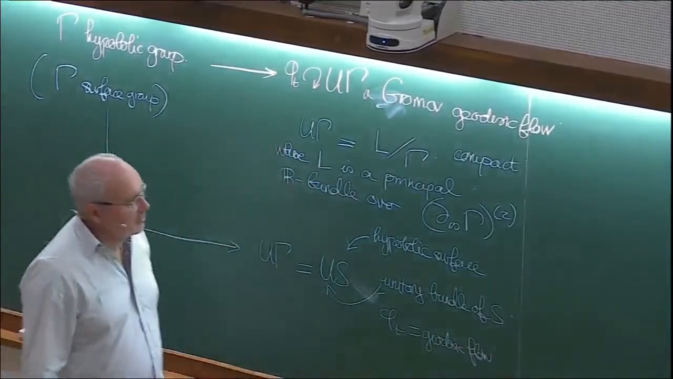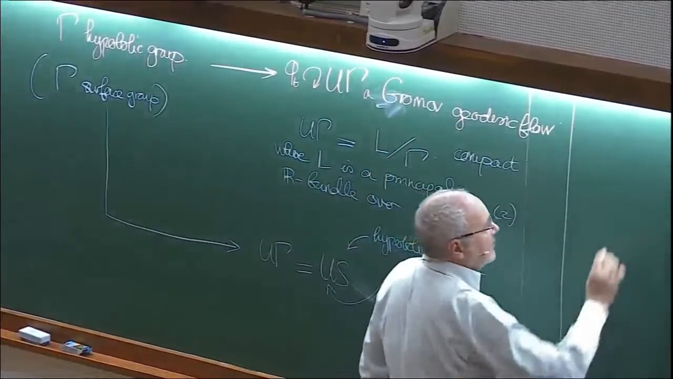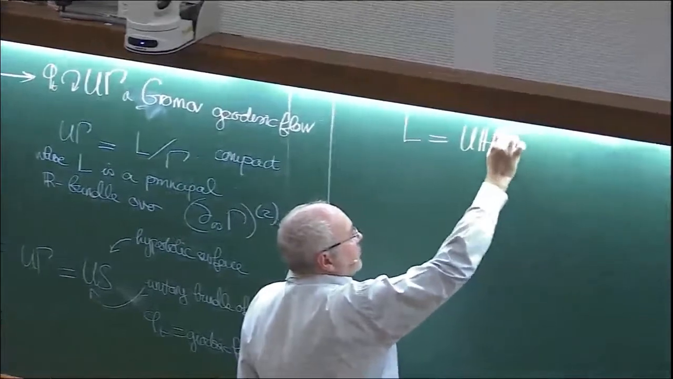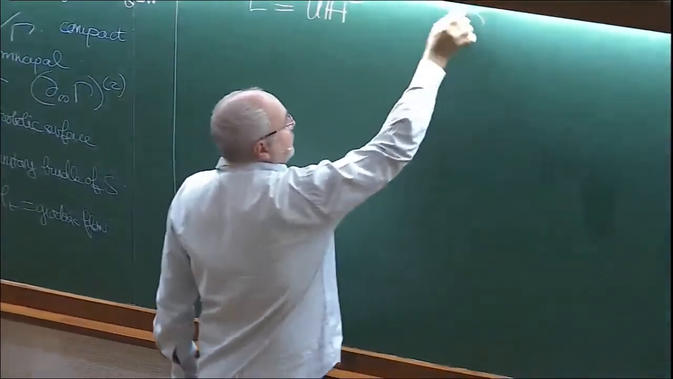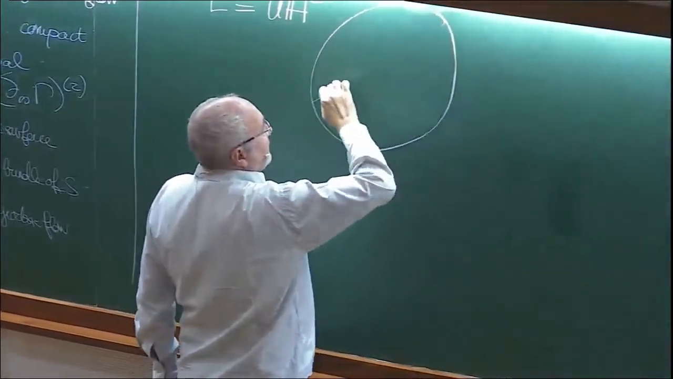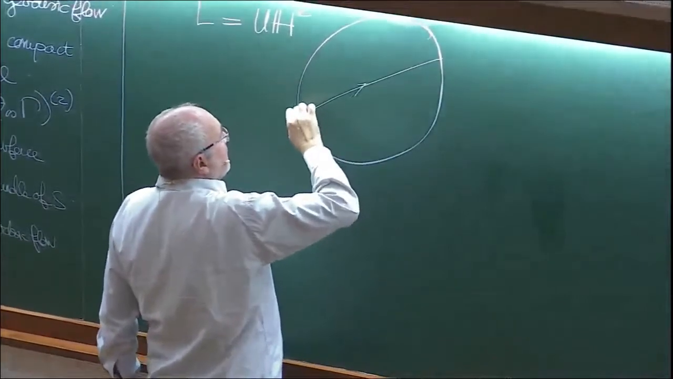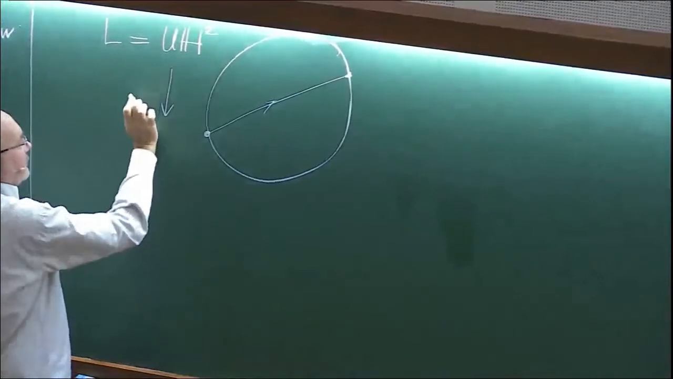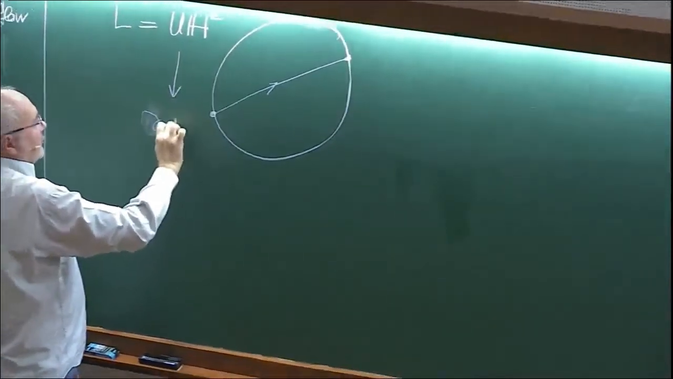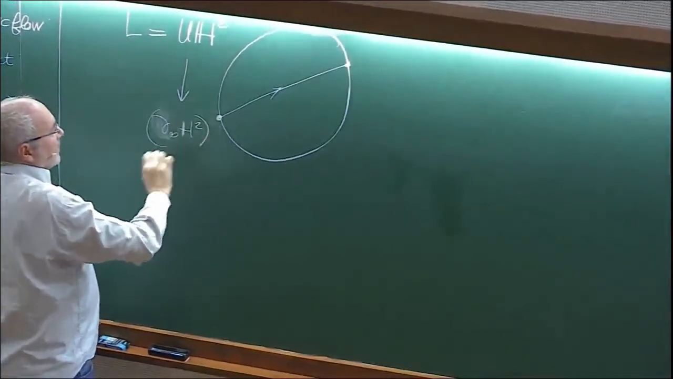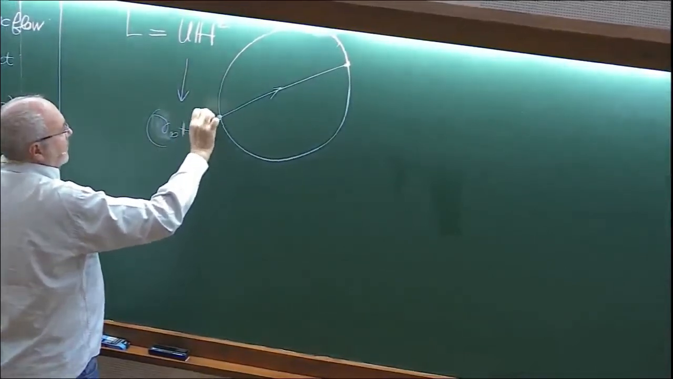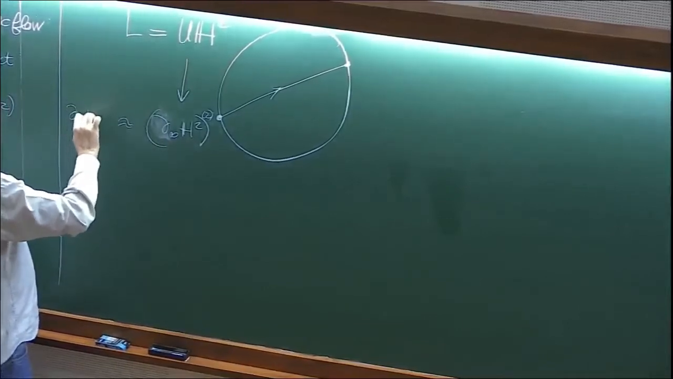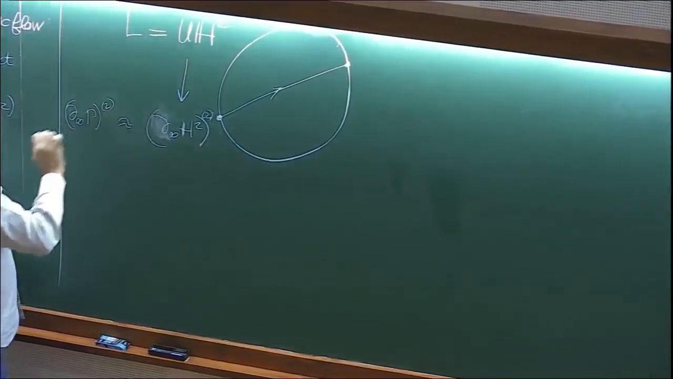And what is this picture? In this context, what is L? L is the unitary tangent bundle of H2. And you know that indeed it fibers over pairs of distinct points in the boundary at infinity of H2. And this is identified with the boundary at infinity of gamma. Okay?